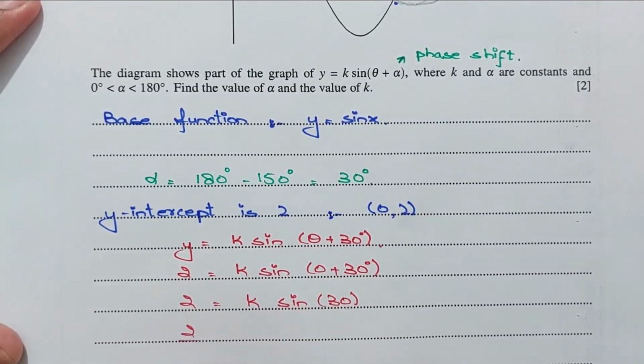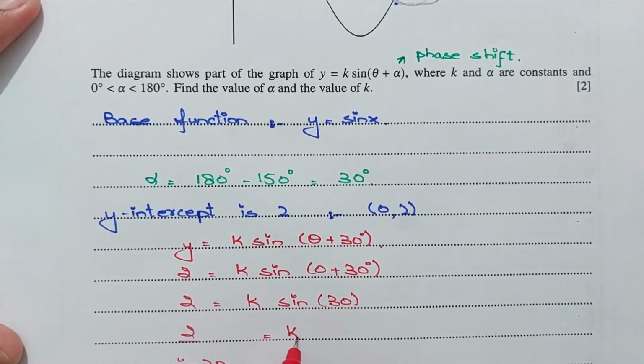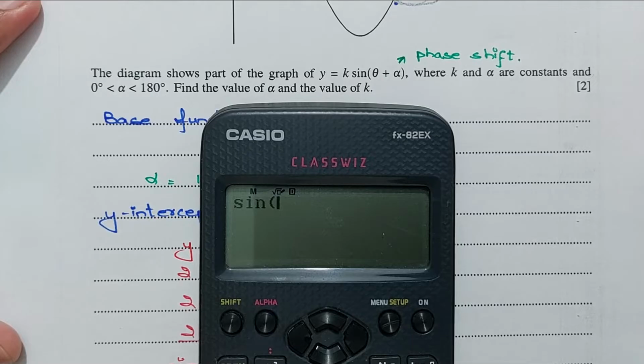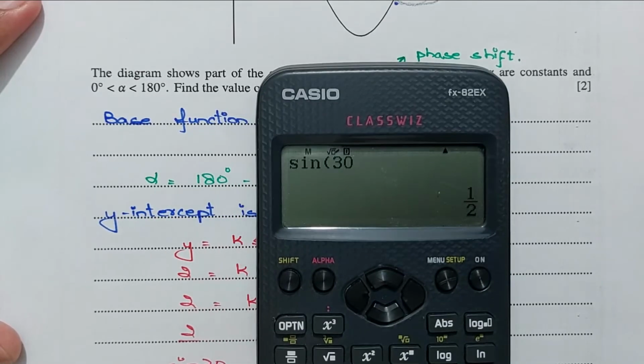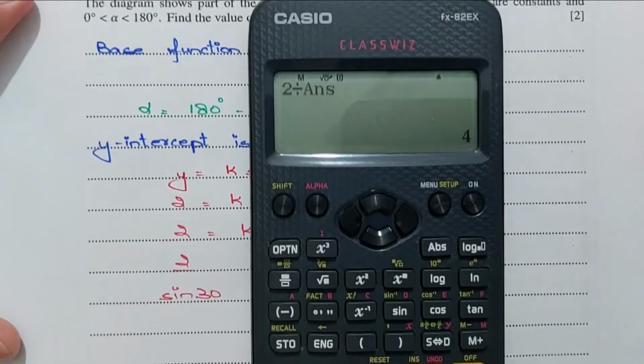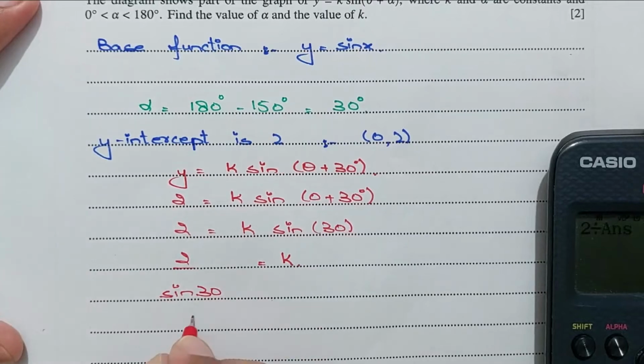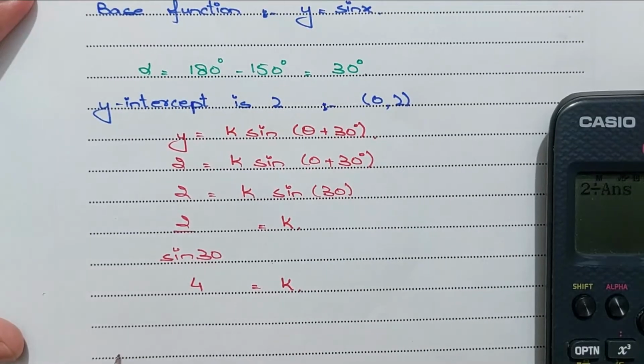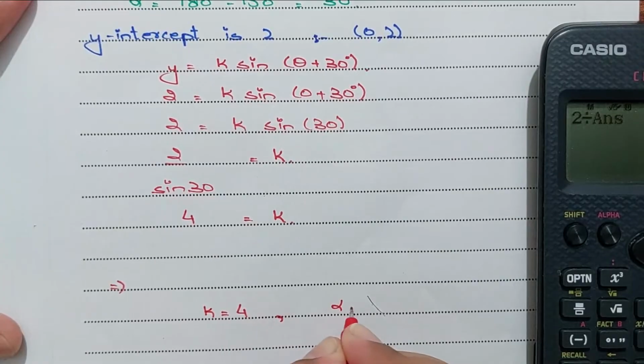So k equals 2 divided by sine 30. Right, so what is sine of 30? It is 1 by 2, and 2 divided by 1 by 2 is 4. So 4 is the k value. All right, so we can say the value of k is 4 and the value of alpha, the phase shift, is 30 degrees.